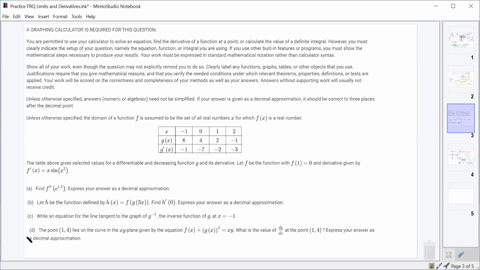Then we've got 4 different parts, A, B, C, and D. Some of them will be pretty easy, I hope. Part A should be pretty easy. Part C you might do okay with. Parts B and D, I feel like you might have a little more difficulty with.